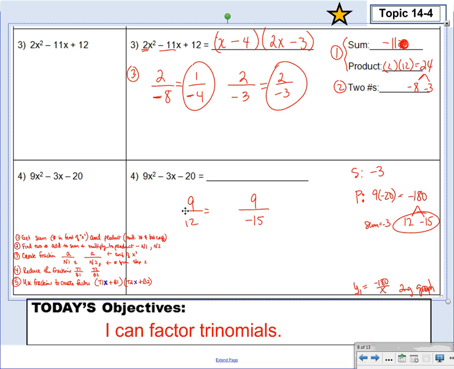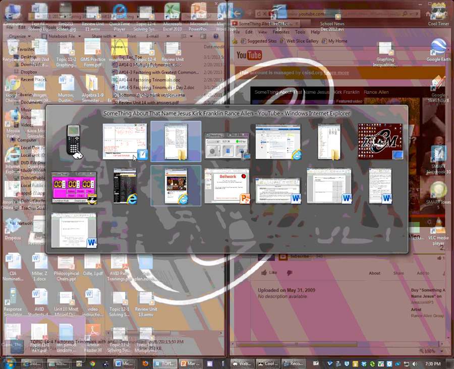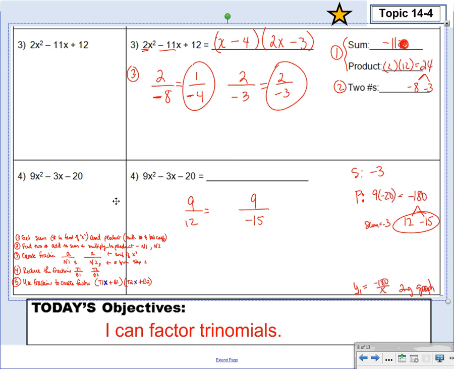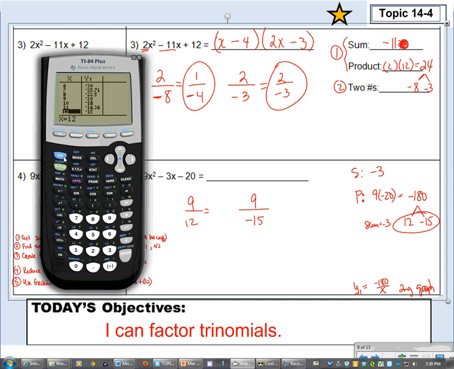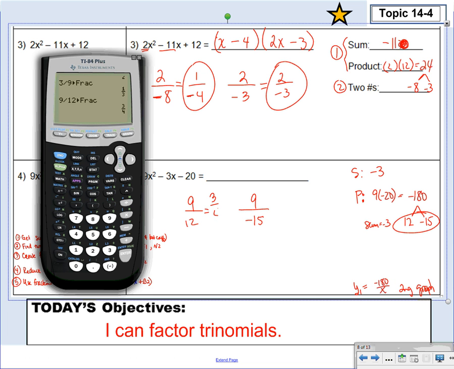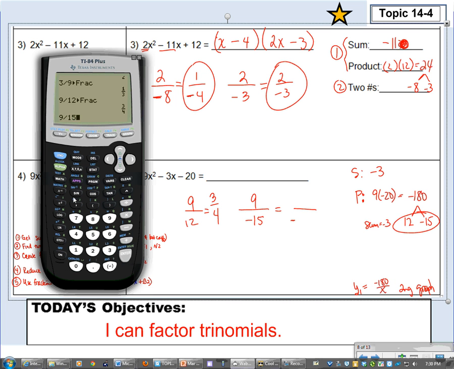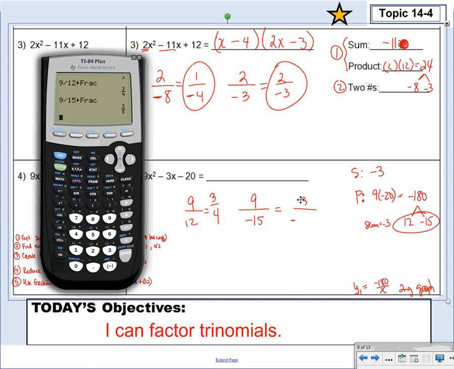Let's reduce. Again, I'm going to use my calculator to see, can I reduce this? Let's try that again. Calculator. I'm going to type in 9 divided by 12, hit math, enter. And that does reduce to 3 over 4. Then we have a 9 over negative 15. Again, I'm going to put the negative in the bottom. That way I don't have to worry about it. So 9 divided by 15, math, enter, and we get 3/5. Except the 5 is a negative because the 15 was a negative.